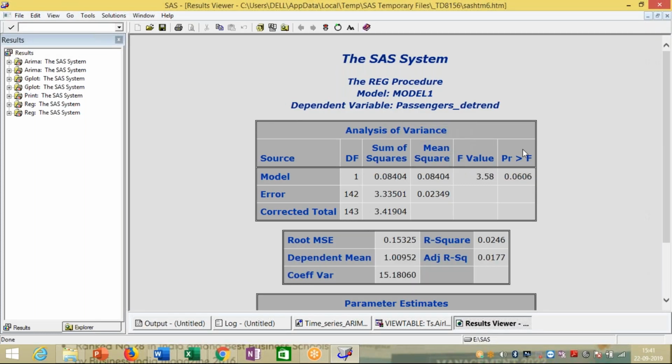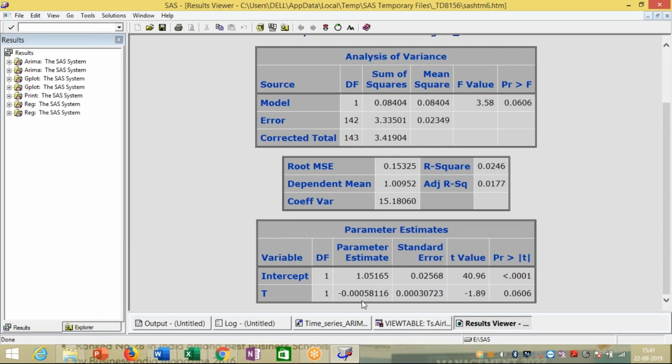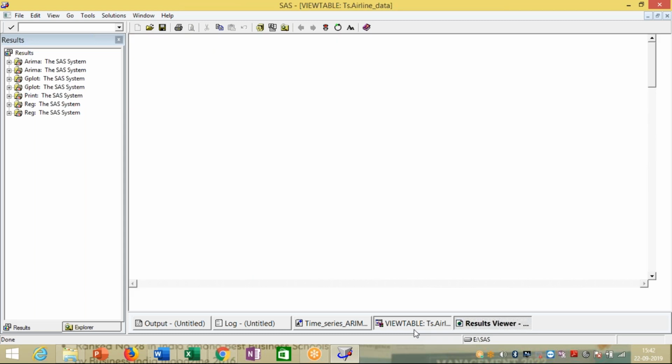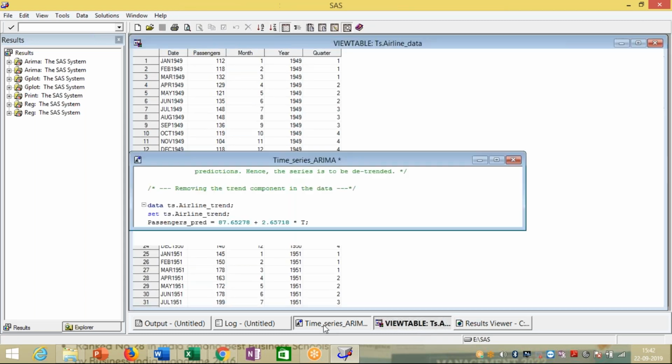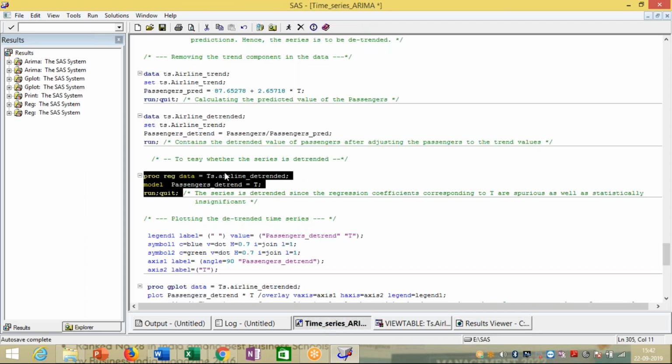Now over here, one thing that you see is, first the p value is high over here. The F value has gone down, the R square is 2%, and the sign is spurious over here. It was a positive trend, it shows negative, and the p-value is also very high. Hence, I say that on this detrended series, time is not an important explanatory variable. So the series has been appropriately detrended.